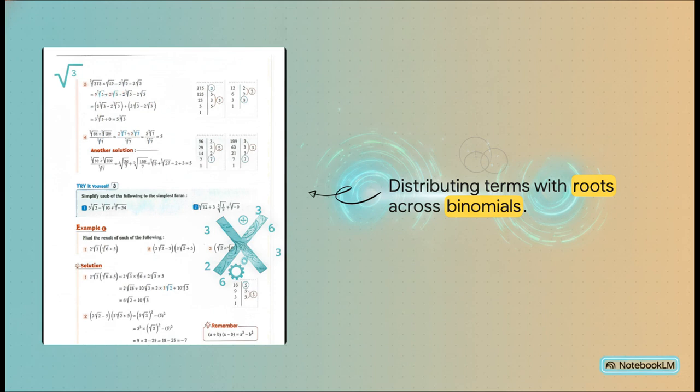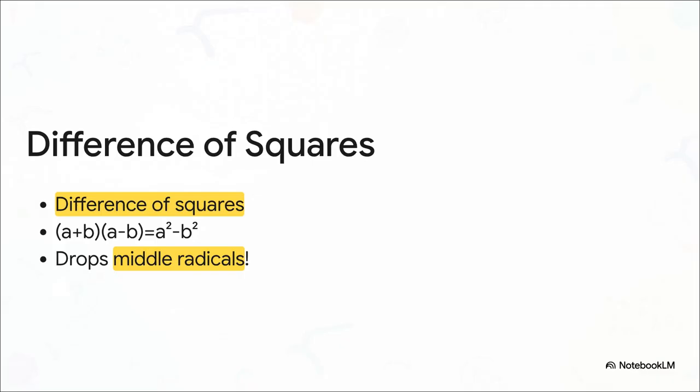First up, 2 root 3 times root 6 gives us 2 root 18. Then 2 root 3 times 5 gives us 10 root 3. But hold on, we aren't quite done yet. We always check to see if we can simplify further. So we run our trusty prime factorization ladder on that root 18, pull out a 3, multiply it by the 2 sitting on the outside, and we arrive at our final elegant answer of 6 root 2 plus 10 root 3. Now I've got a fantastic pro tip for you that'll make you feel like an absolute math wizard.